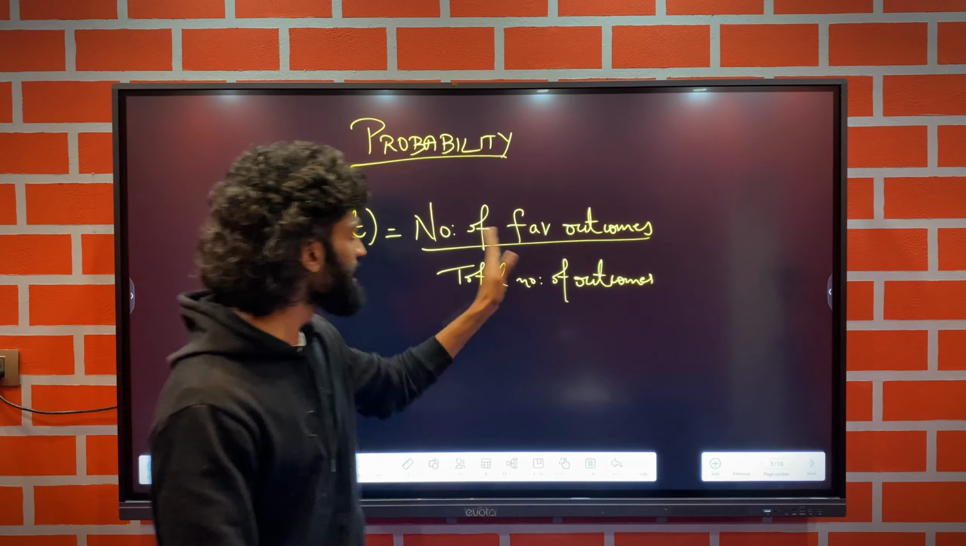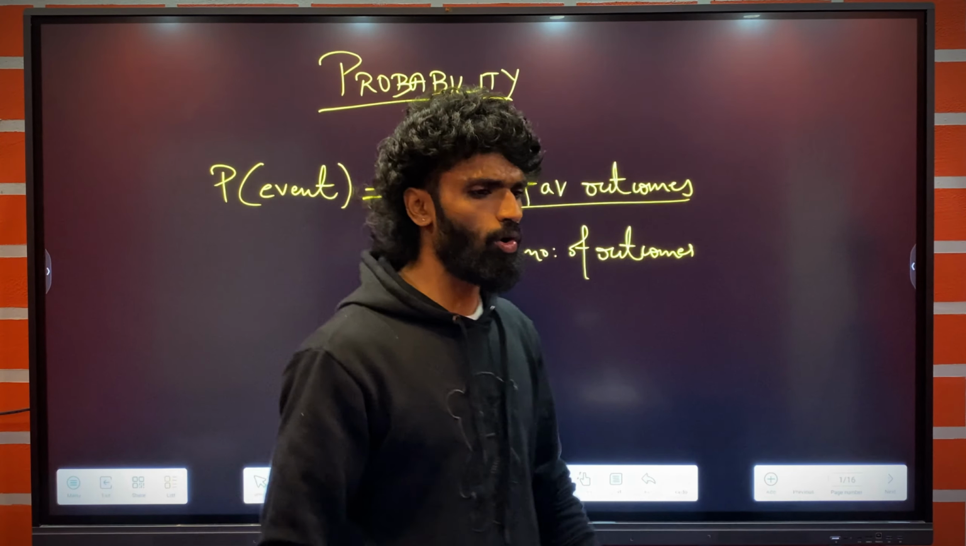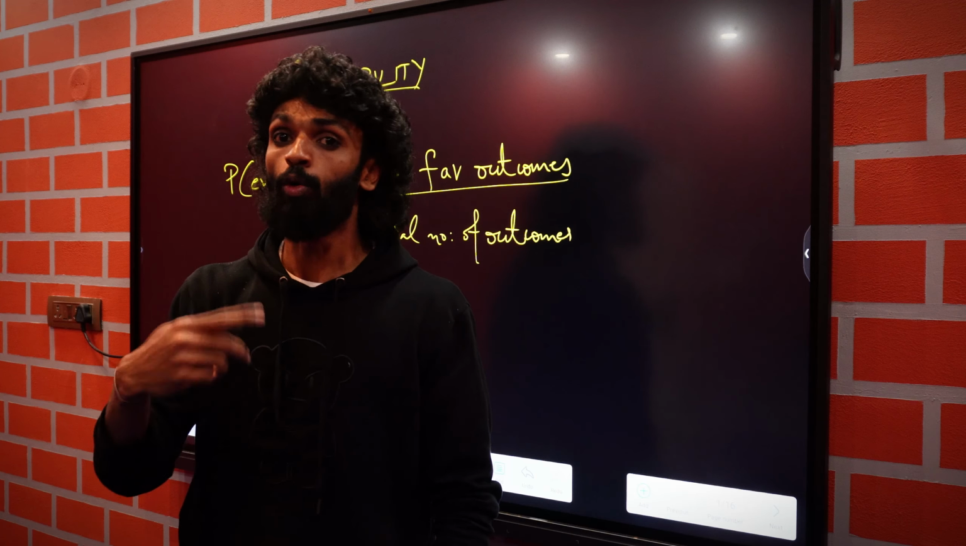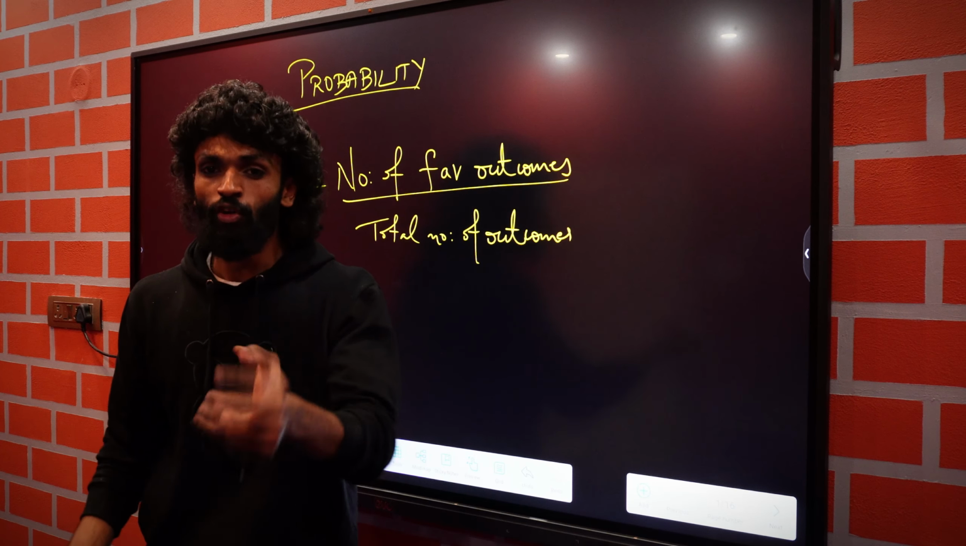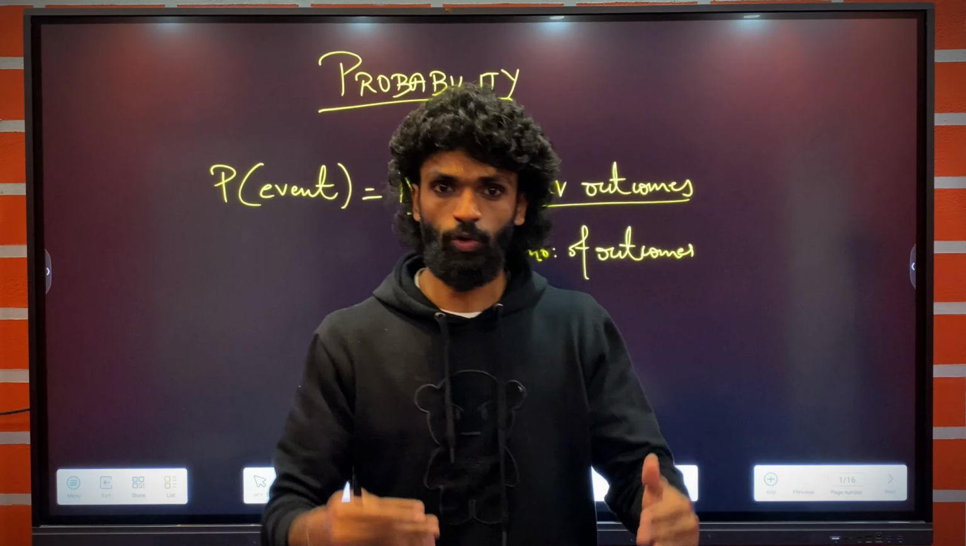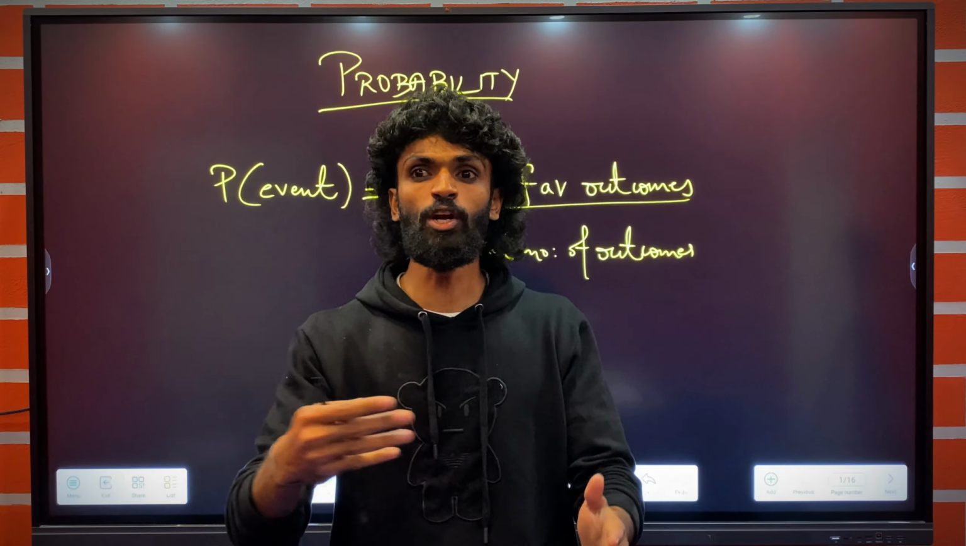Before that, the formula. It says number of favorable outcomes over total number of outcomes. The best example is a coin. Let's say you want tails as your outcome. You take a coin, you flip it. The coin obviously has two faces, out of which one is head, one is tail. You are expecting tail to fall, or tail to be the outcome.